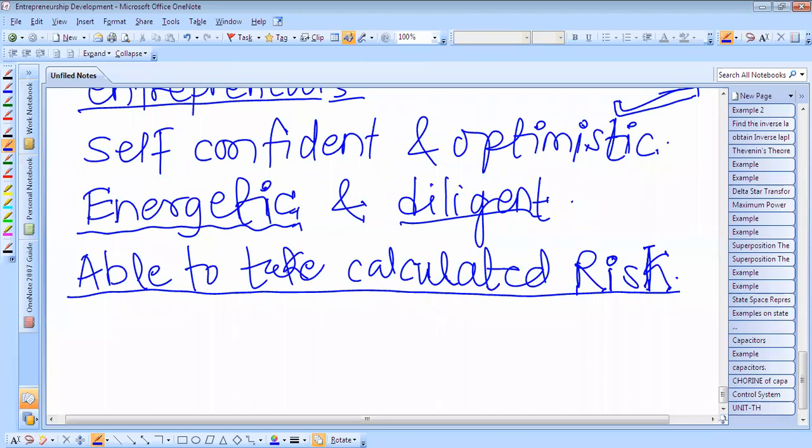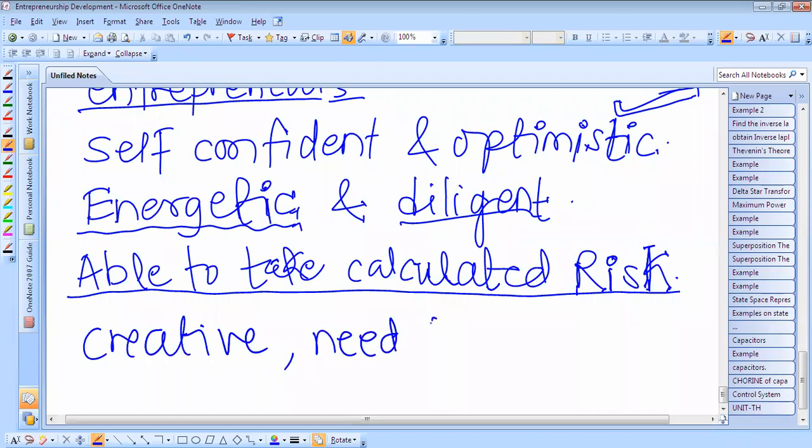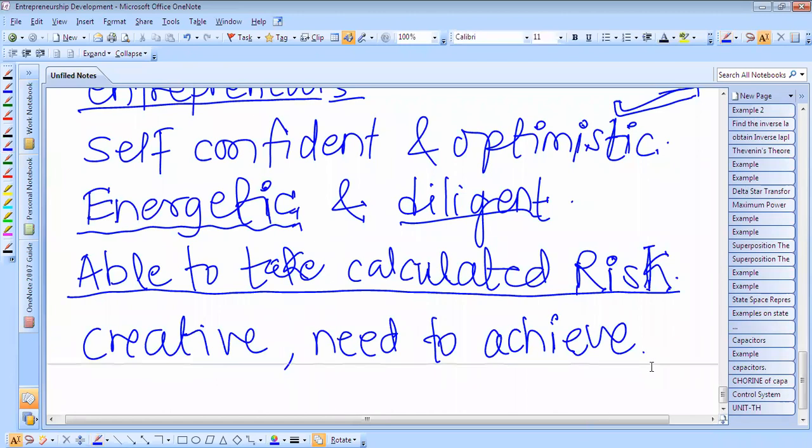So the person who is able to take calculated risks can become an entrepreneur in his life. And he is creative and has a need to achieve. What is another characteristic? He is creative and needs to achieve more. He never stops at what he is getting from his life. He is always creative, always creating something new, and he always needs to achieve something. These are the traits, the characteristics of successful entrepreneurs.